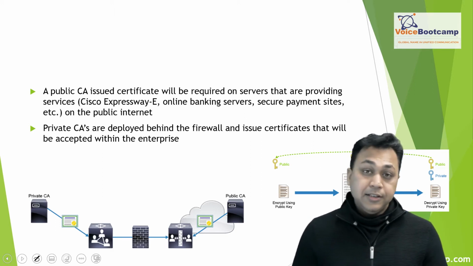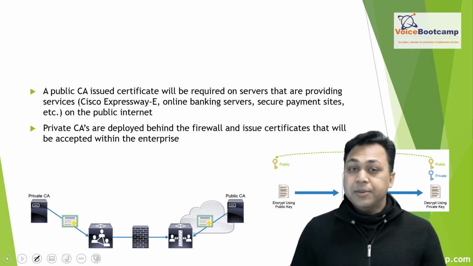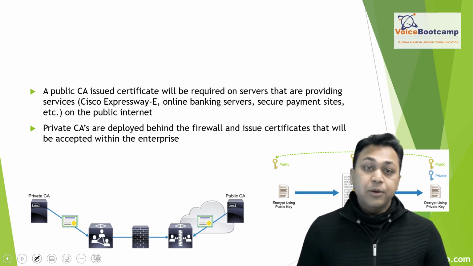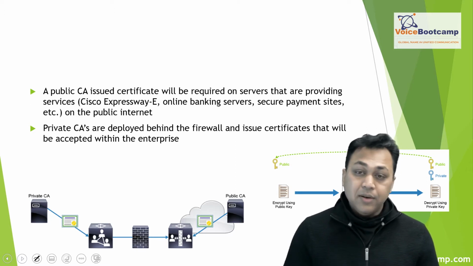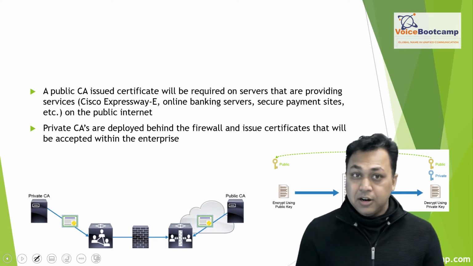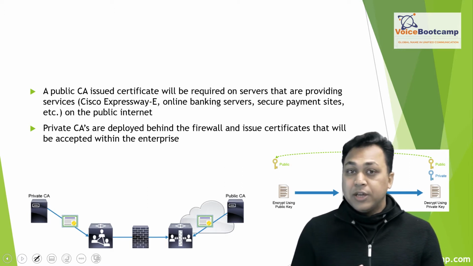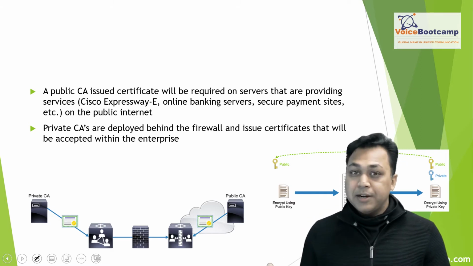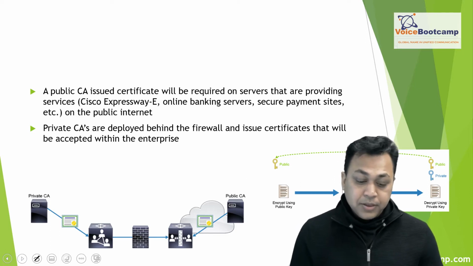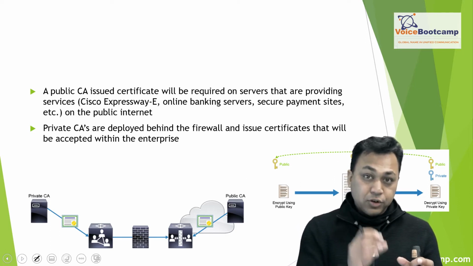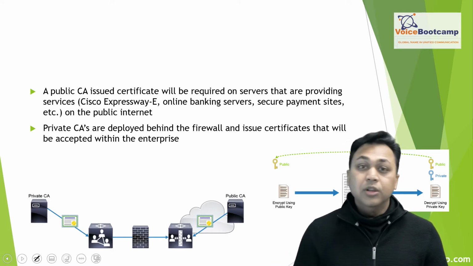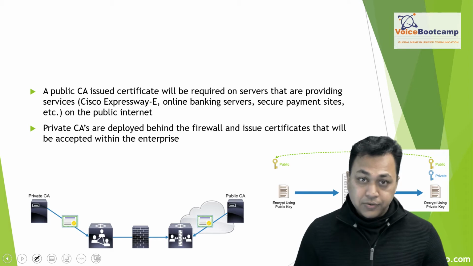A private CA, in this case Microsoft Certificate Server, is deployed behind the firewall, which is usually within your network, and issues certificates that will be accepted within the enterprise. However, these certificates will not be recognized by a third-party client because they are internal. So to have the third-party client recognize the server certificate issued by your internal CA, you take the Microsoft Certificate Server's root certificate and give it to them, or upload it to their PC. Then their PC will trust your certificate servers.